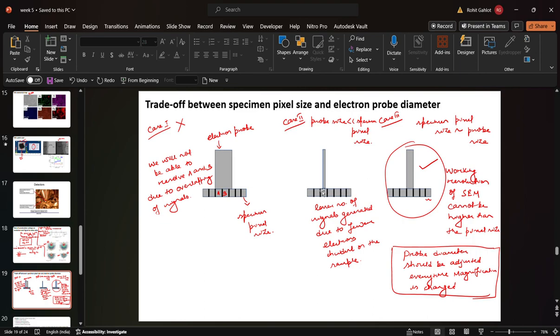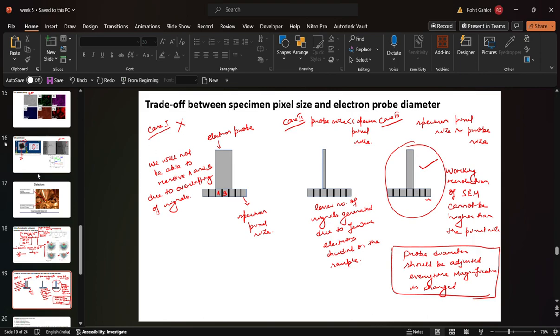However, here a larger number of signals is generated due to fewer electrons incident on the sample. As your probe size is smaller than your specimen, it is still not completely fit. And here your specimen pixel size is around equal to the probe size. So here your working resolution of the SEM cannot be higher than the pixel size. So your probe diameter should be adjusted every time the operator changes the magnification. So there the expertise of the operator is needed.